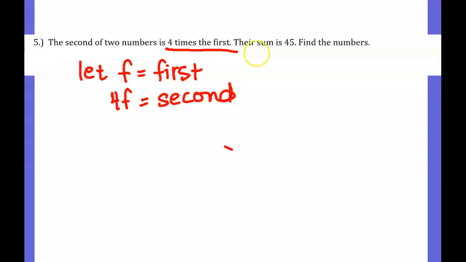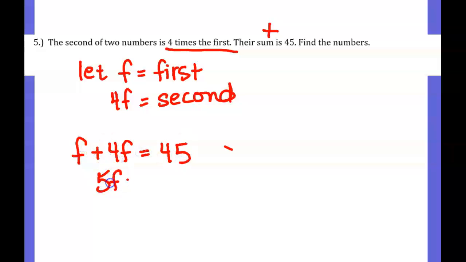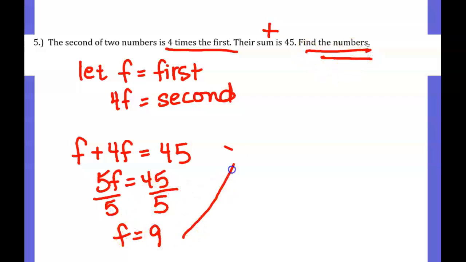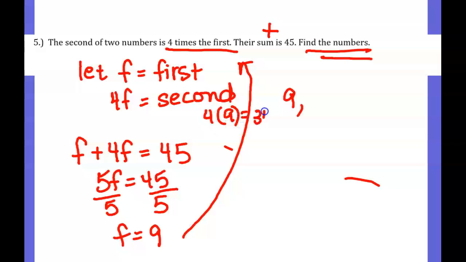So if we take their sum, the sum is addition. If we take the first, we add the second, we're going to get 45 because their sum is 45. Now this becomes pretty easy to solve. 5f is 45. We divide by 5, and f is equal to 9. It says to find the numbers. So the first number is 9, and the second number would be 4 times 9, which would be 36. So the two numbers would be 9 and 36.